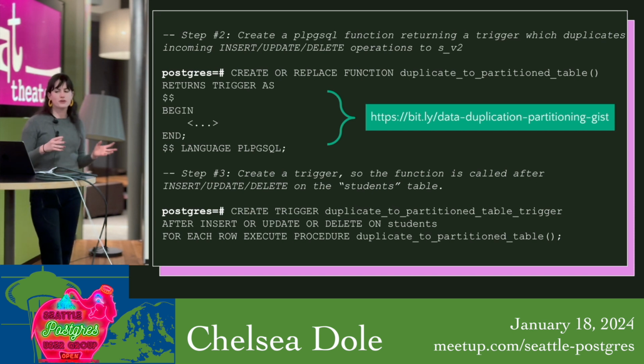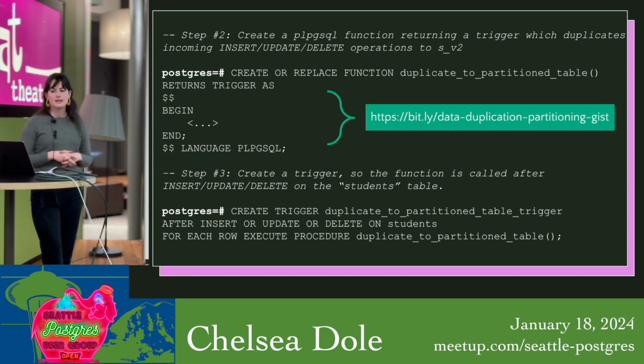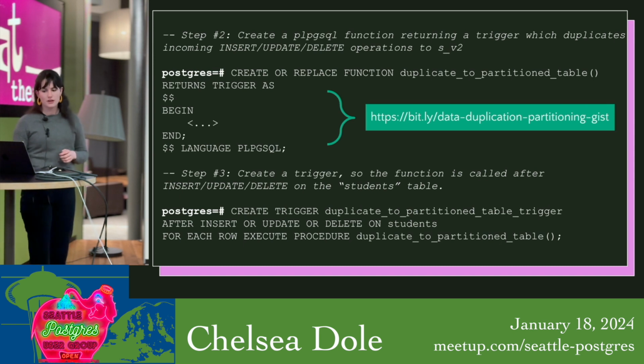So at this point, I'm going to create a trigger, which is going to duplicate incoming traffic: inserts, updates, deletes. This is kind of a long trigger, so there's a bit.ly link here if you want to see the entire thing with all the examples. But basically what this says is that every time you do an insert, update, or delete, I'm going to duplicate that traffic onto the new table. Whatever you do, I'm going to do the exact same thing on the new shadow table.